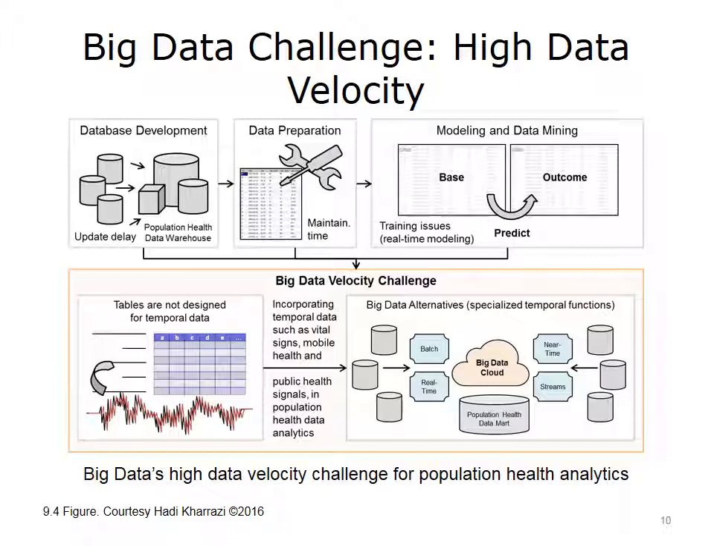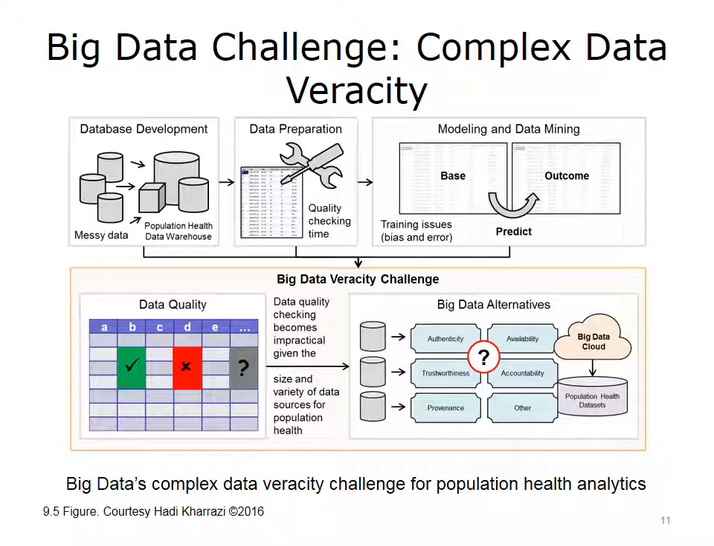The big data alternatives include temporal data sets and platforms that are designed to receive, process, and analyze temporal data in real time. This diagram shows the effect of big data's complex data veracity on the population health analytic process. The affected analytical processes are partially depicted in the top half of the diagram. The lower half of the diagram shows the reason for such limitations and how big data solutions can help solve them. As shown in the left side of the bottom diagram, relational databases are limited in measuring and fixing the quality of data entered by end users. Population health data warehouses will increasingly face complex data accuracy and completeness issues that might become impractical to rectify using relational data structures.